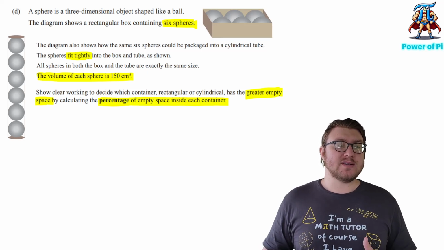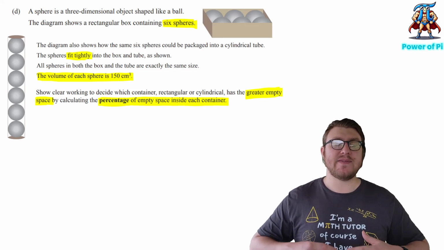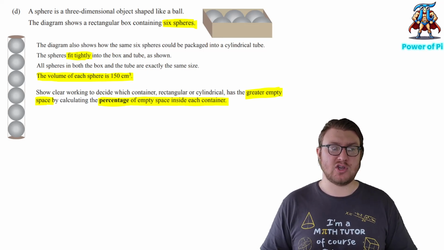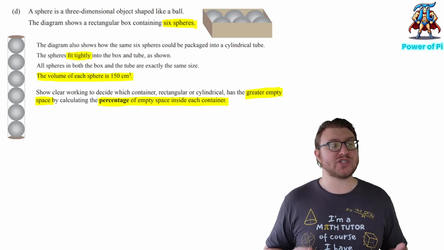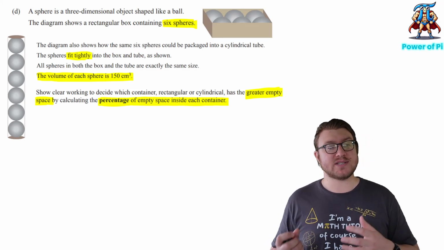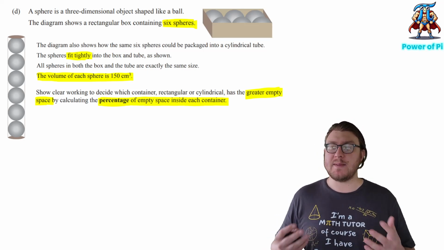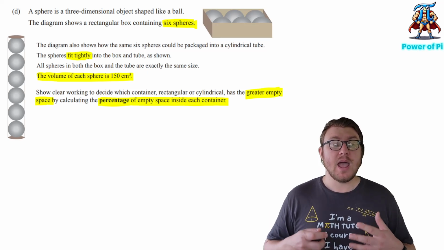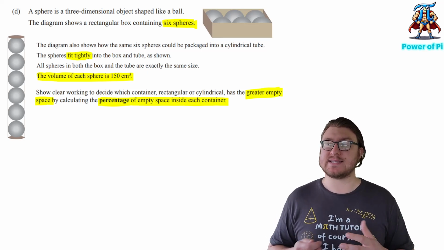So all spheres in both the box and the tube are exactly the same size, and they're giving you the volume is 150 centimeters cubed. Show clear working to decide which container, rectangular or cylindrical, has the greater empty space. Well, empty space means the air between the spheres, by calculating the percentage of empty space inside each container.